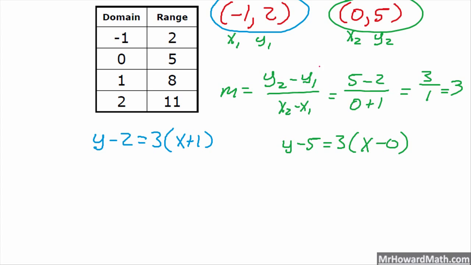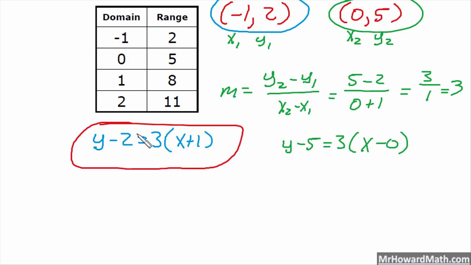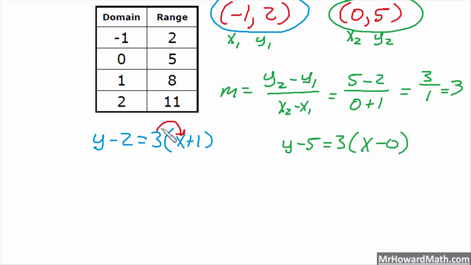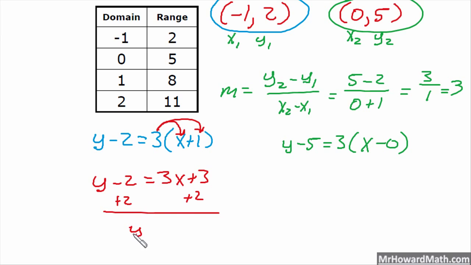Alright, so if we wanted to write these two lines in slope-intercept, what we would do to get from this to slope-intercept is we would have to distribute here and here. So we'd have y minus 2 equals 3x plus 3. Add the 2 to both sides. So we get y equals 3x plus 5. So that is slope-intercept of the same line. We've been writing in point-slope today, but this one, y equals 3x plus 5, is our slope-intercept form.